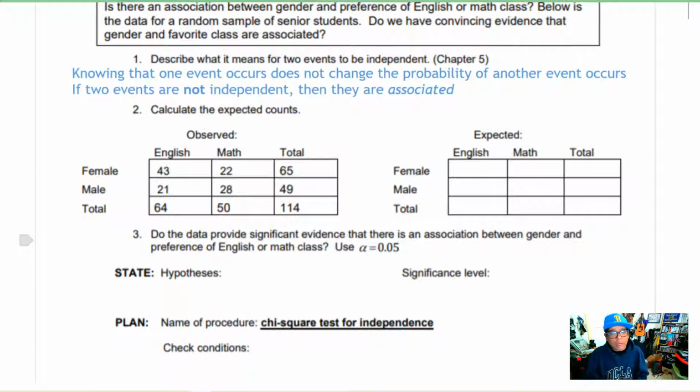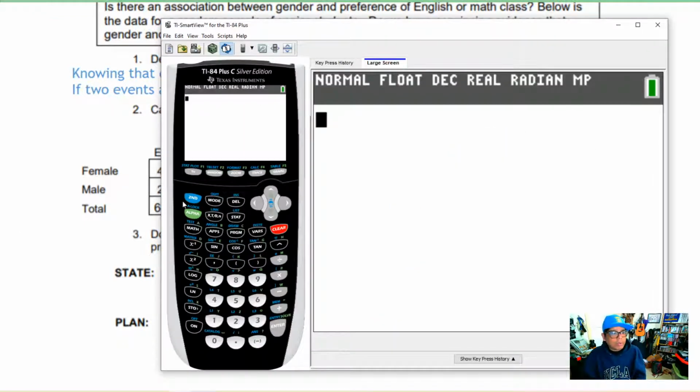Actually, I forgot. We're not going to do that today. We're actually going to use our calculator to help us here. So let's get our calculator out. And in our calculator, we're going to go to the matrix option. That is second, and then matrix is x to the negative 1 power.